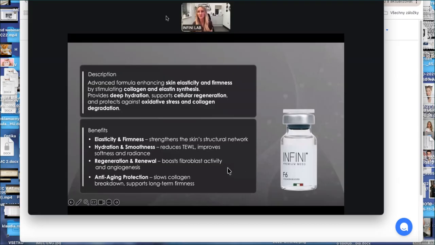So if we had to choose one product to work with skin laxity, Infini F6 would be one of the strongest tools, because it doesn't only address the symptom, but also goes straight to the root of the problem. Like I said, we have hyaluronic acid production, elastin production, collagen production, and also an antioxidant shield for that.